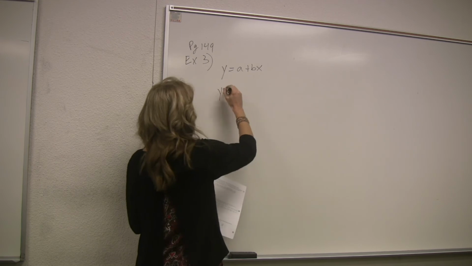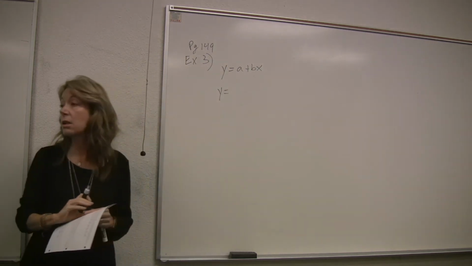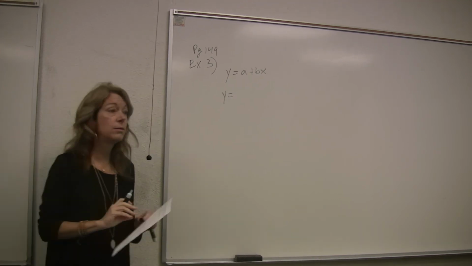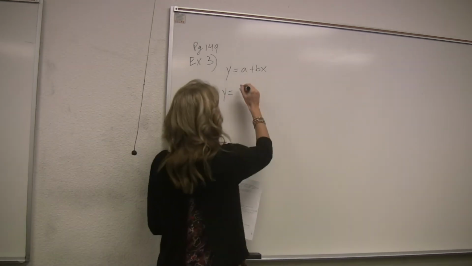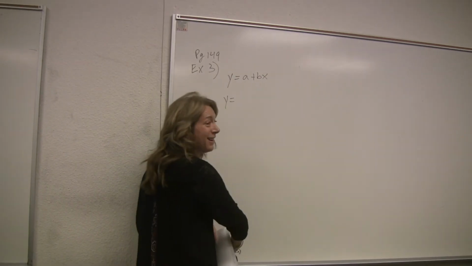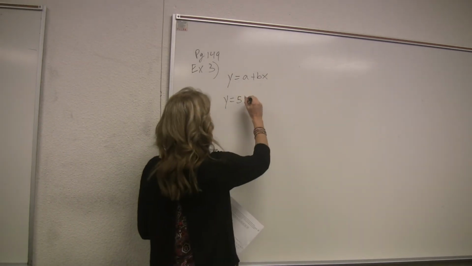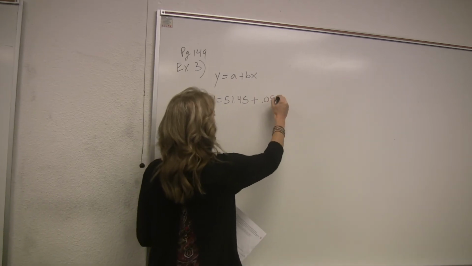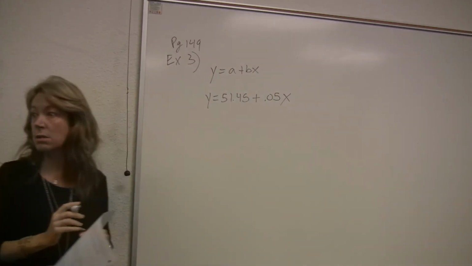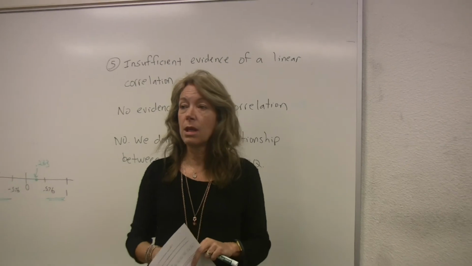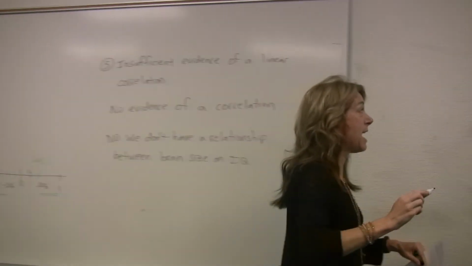So off of our calculator, we get 51.45. 51.45 plus 0.05x. We agree with Kirsty's numbers? The A and the B off of our calculator screen? So this is the regression line that they asked us for.